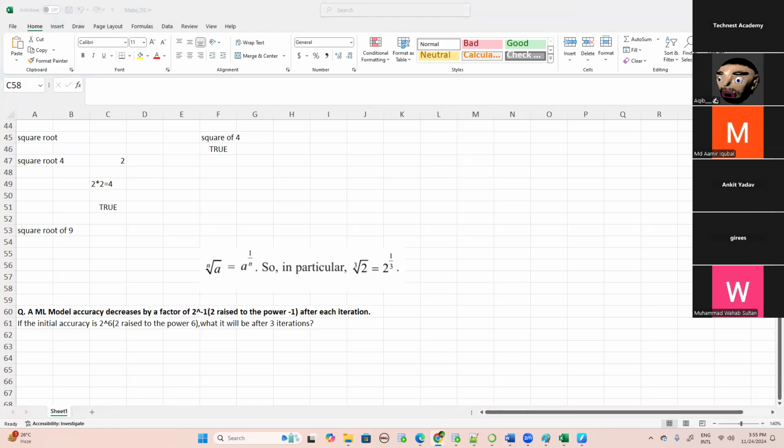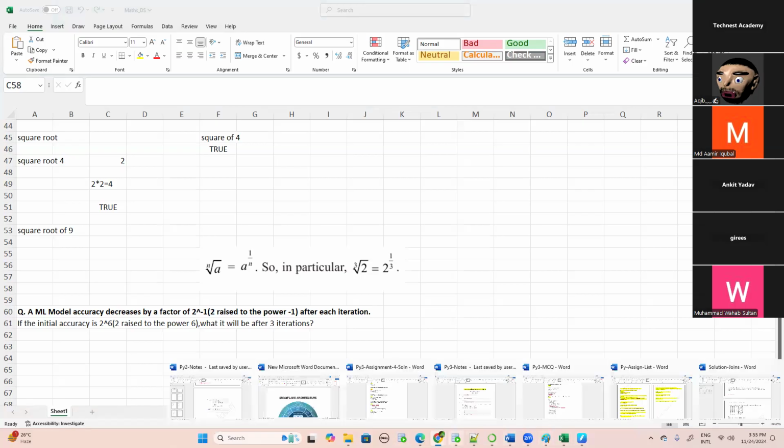After each iteration. Now the initial accuracy is 2 raised to 6. So what will it be after 3 iterations? What will you do here? Any idea? Either subtract it or divide it. You have to multiply it. Initial accuracy is 2 raised to 6. So what will happen after some time? Let me show you here, just a minute.